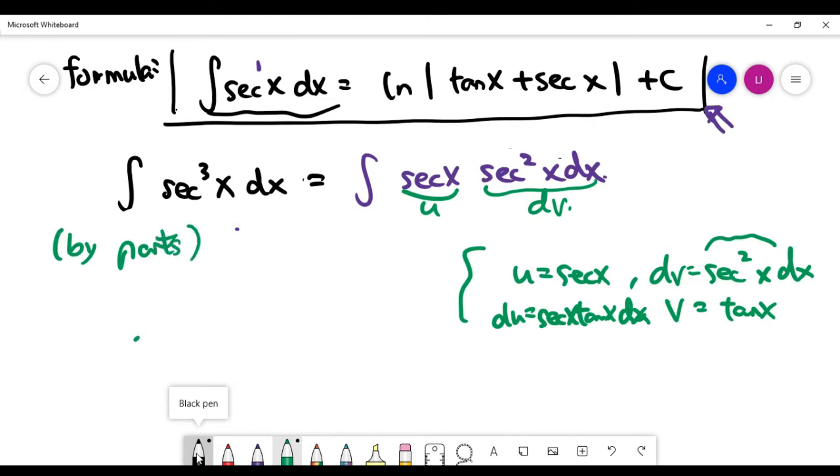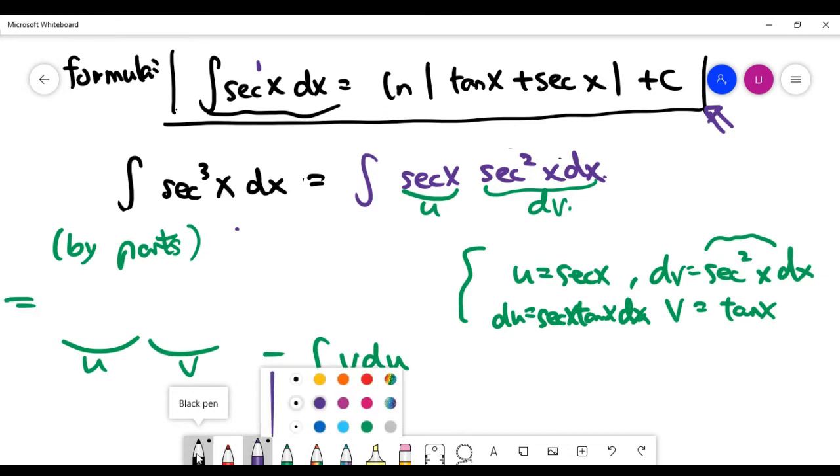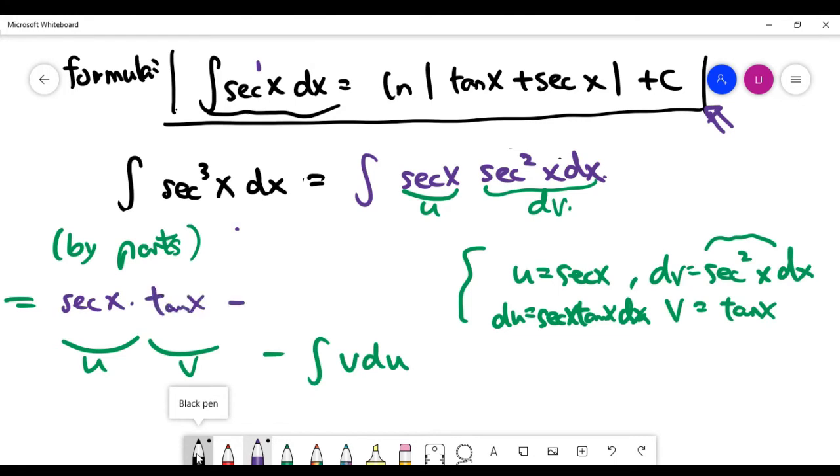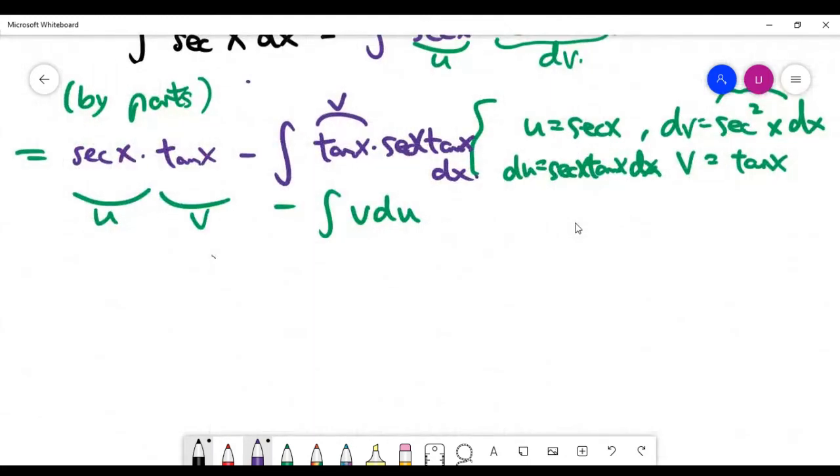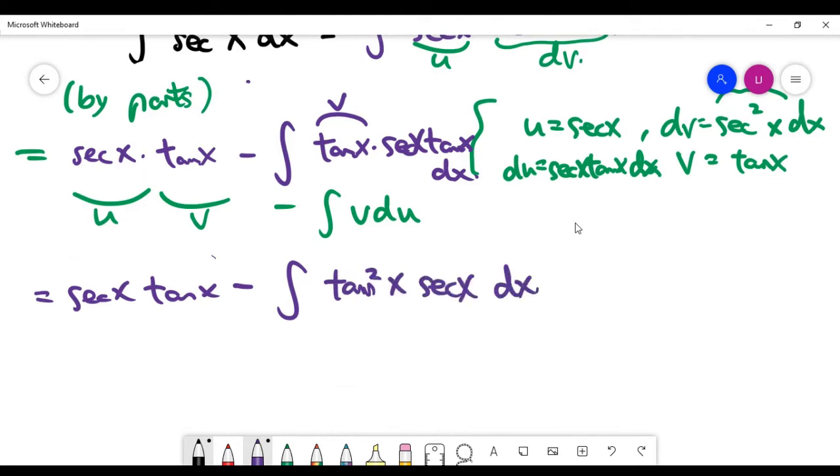So the formula for integration by parts is uv minus integral of v and du. And let's write down all the terms together. So u times v is clear, which is secant x times tangent x, right? And minus the integral of tangent x, which is v, times du, which is secant x tangent x dx. And let's try to focus on this integral on the right-hand side. So now you're having something like the integral of tangent square x secant x dx, right?